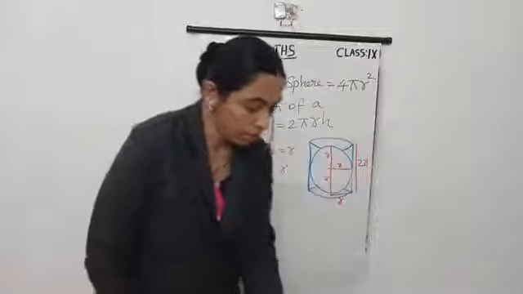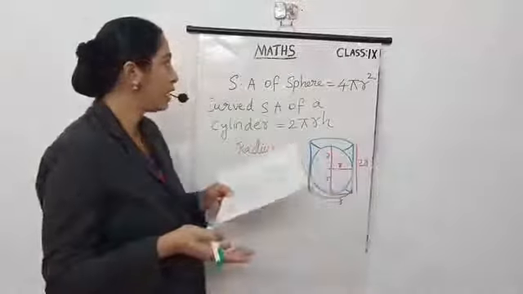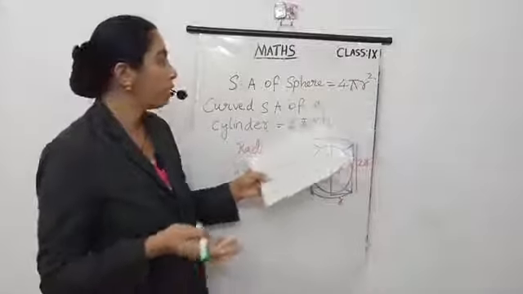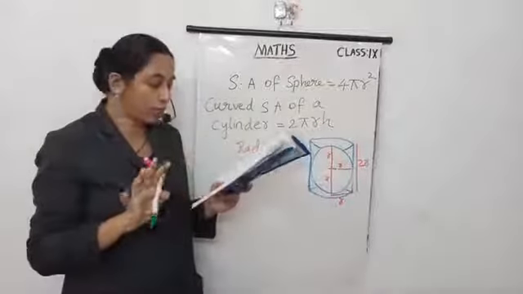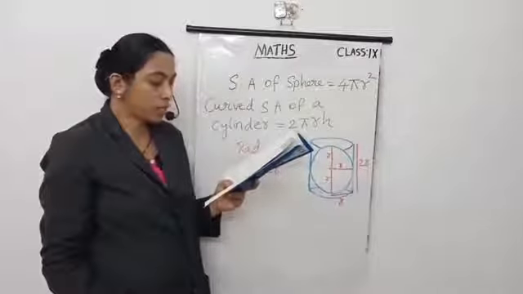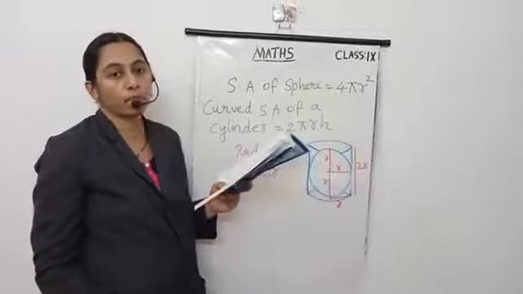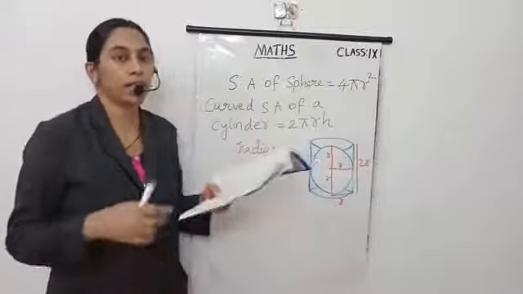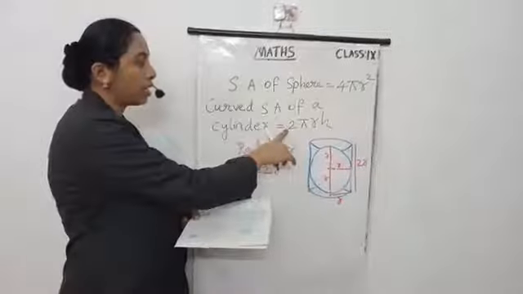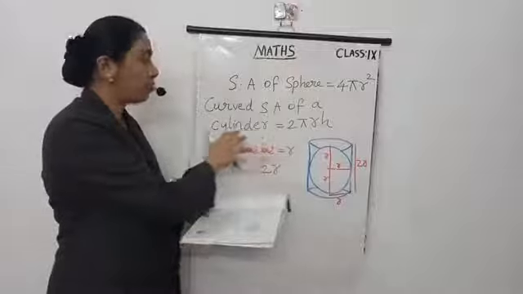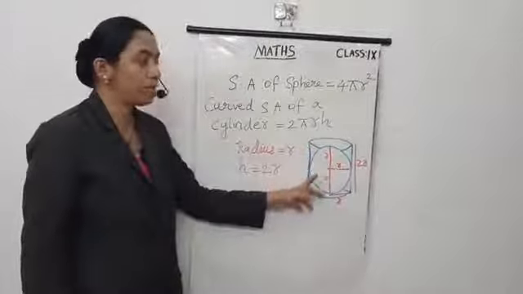So, first question, surface area of the sphere. The surface area of the sphere we have already learned, that is 4 pi r square. So this is in general. First question over. Now second, the curved surface area of the cylinder. What is the formula for finding the curved surface area of a cylinder? We learned it in the first topic of this chapter. Do you remember? The curved surface area of a cylinder is 2 pi rh.